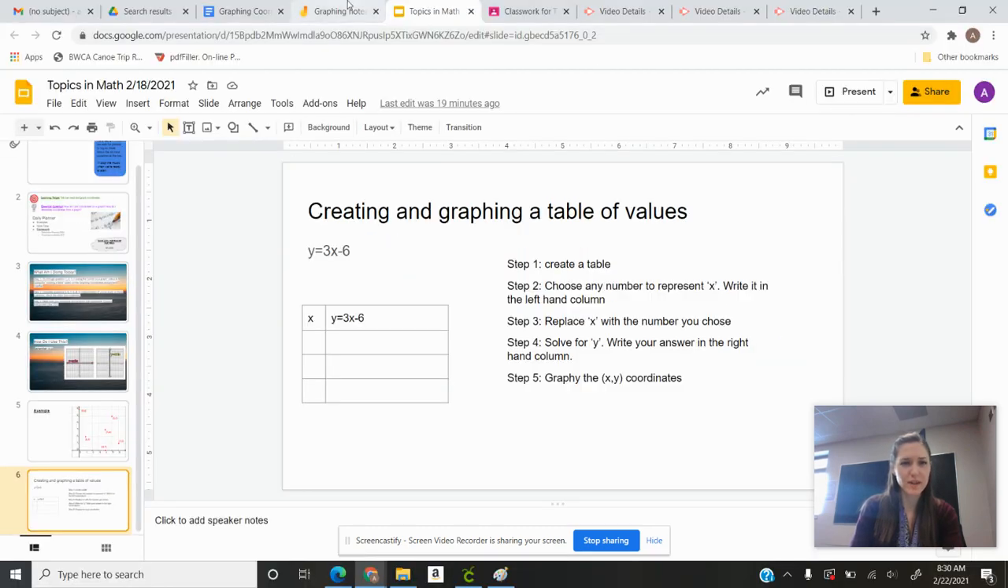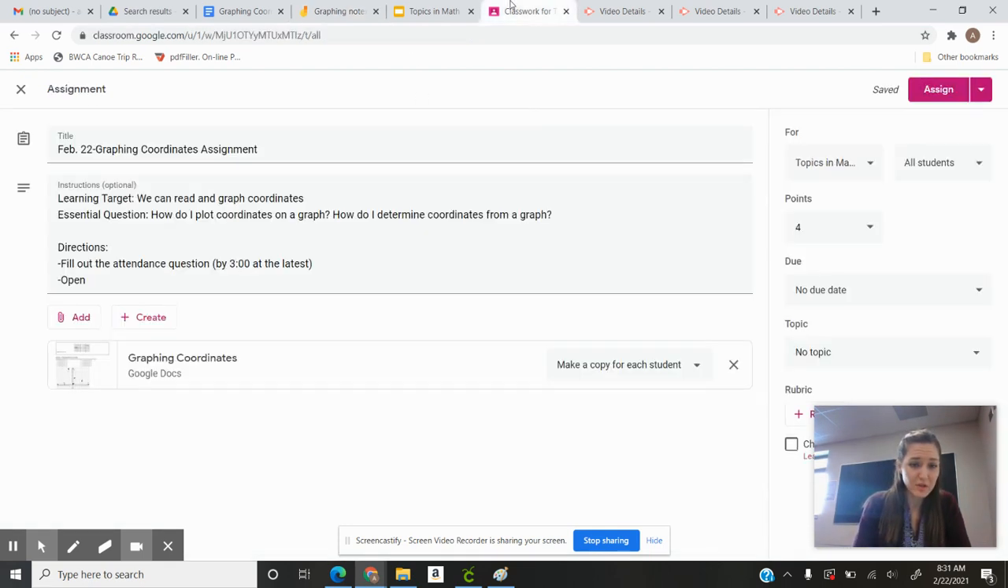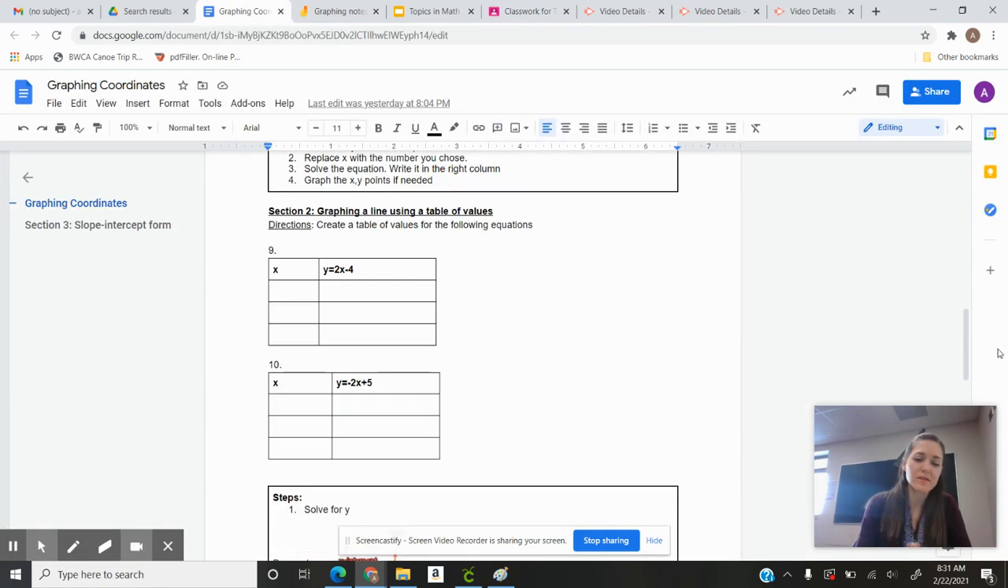And I'm going to show you guys how to create a table of values and really quickly how to graph using number 9 on your assignment as your example. So make sure you have number 9 from your graphing coordinates assignment open so that way you can get those free answers and so that way you know how to do number 10 by yourself.